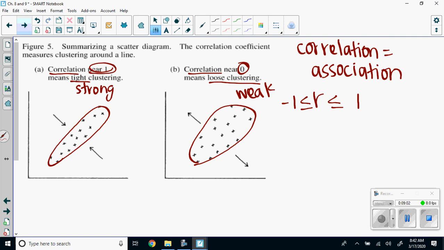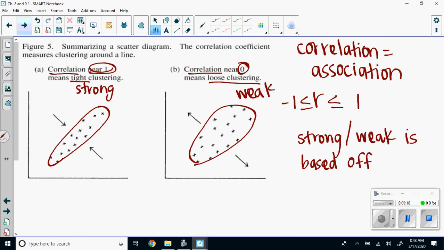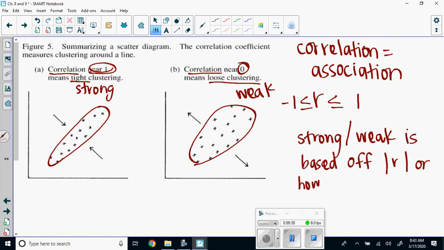So when we talk correlation strength, we're talking the absolute value of R. So strong or weak is based off the absolute value of R, or how fat or flat the scatter plot is.